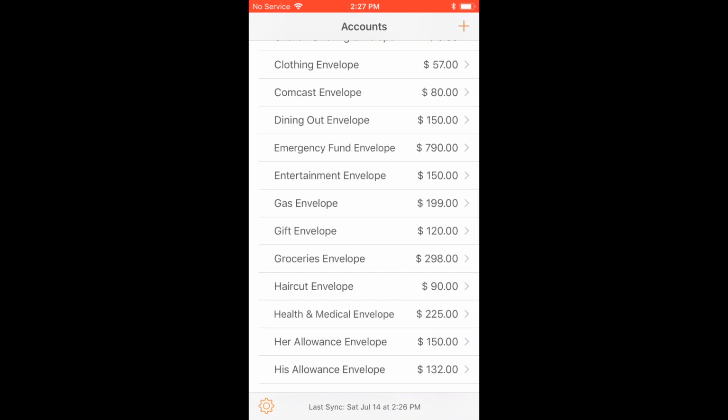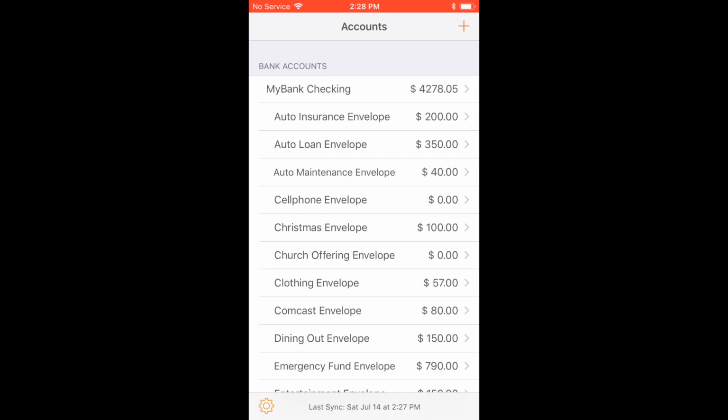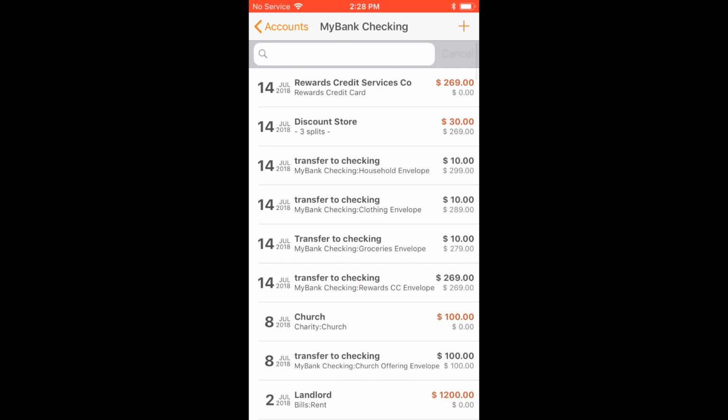While you're out, you want to go ahead and grab something to eat. You can look to see if you have the money to do that. You can actually go ahead and add entries into your account using the app here on the phone.